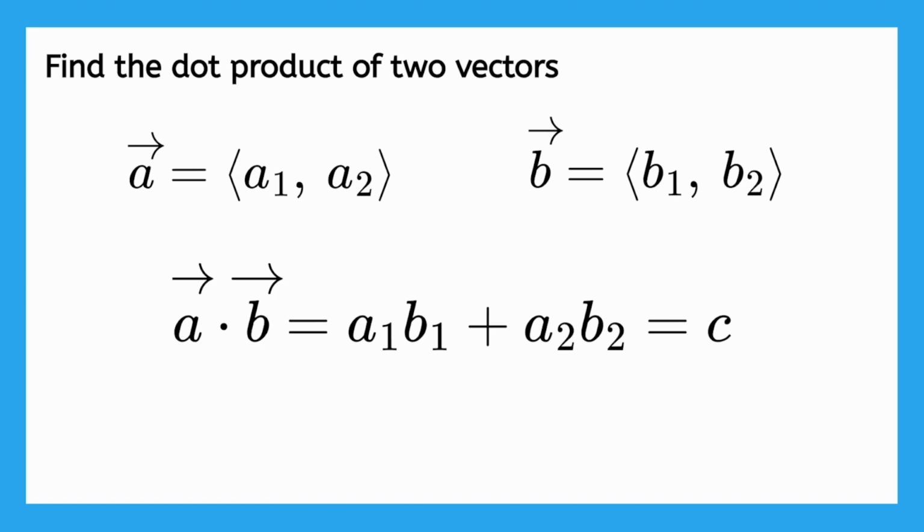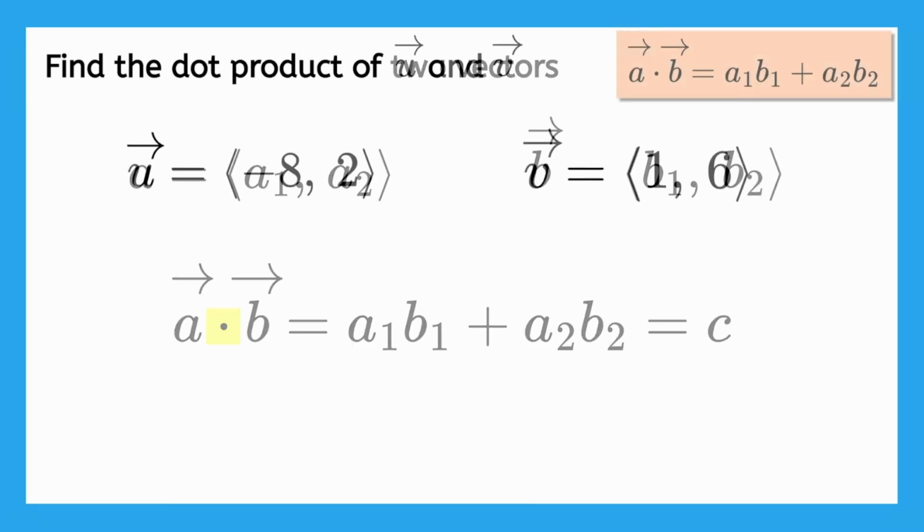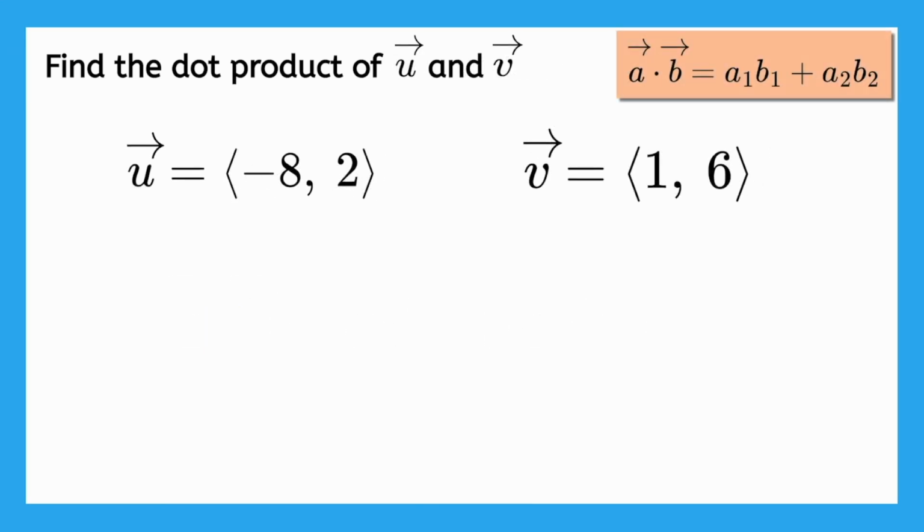Before we give it a try, take note that the dot product's notation is, well, a dot. Remember to use the correct symbol. Let's give it a try. In your guided notes, find the dot product of vector u and vector v.